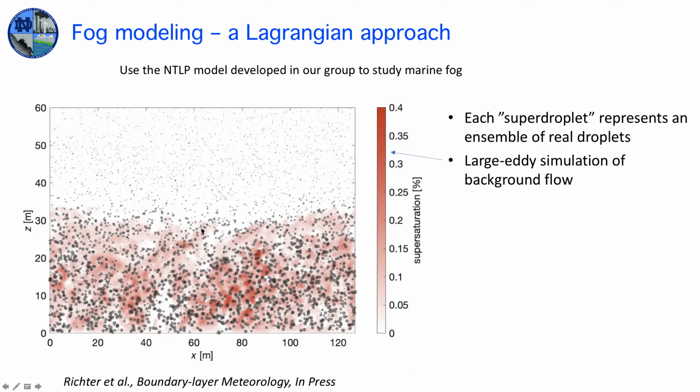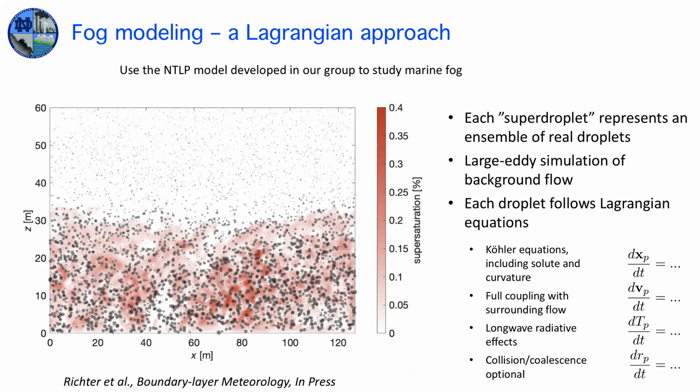As I said, we're doing large eddy simulation of the background flow, and then that's what drives the evolution of the Lagrangian particles. So for each particle, its position changes according to its velocity, and its velocity changes according to F equals ma, where they're feeling the hydrodynamic drag of the turbulence around them, but they're also experiencing gravity. Their temperature and radius are interlinked because, when a droplet is evaporating, it's cooling.